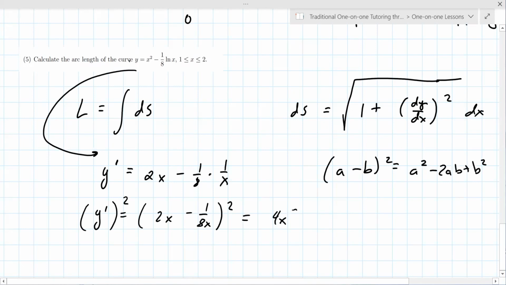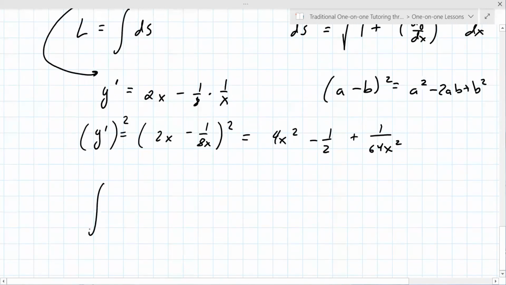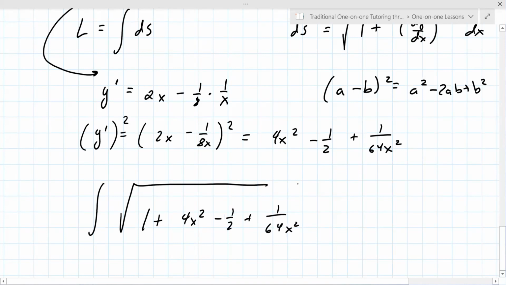So this becomes 4x squared. And then you multiply the two inner terms here so that the x's actually cancel. You get negative 1/4, but then you double it, so you get minus 1/2 plus 1 over 64x squared when you square the last one. Okay, so it's the integral of the square root of 1 plus all this stuff here, 4x squared minus 1/2 plus 1 over 64x squared dx.